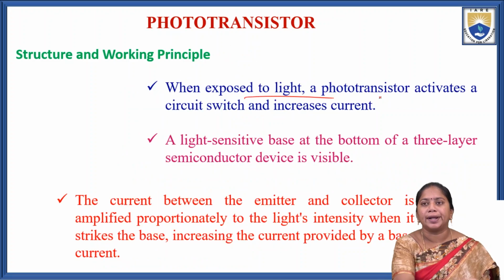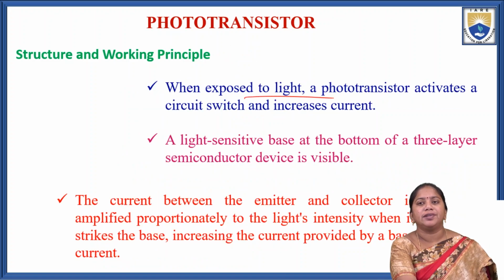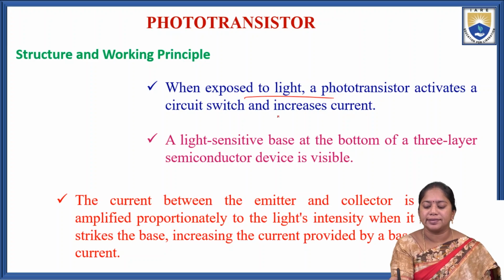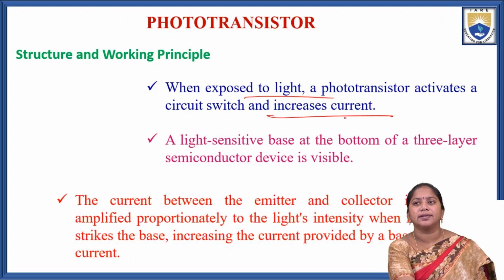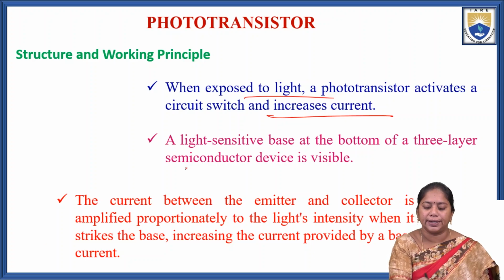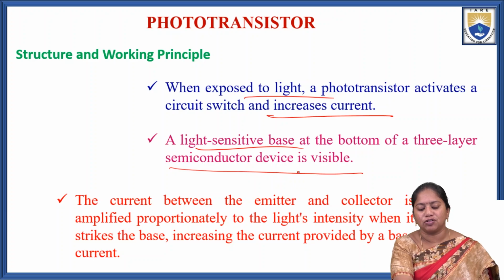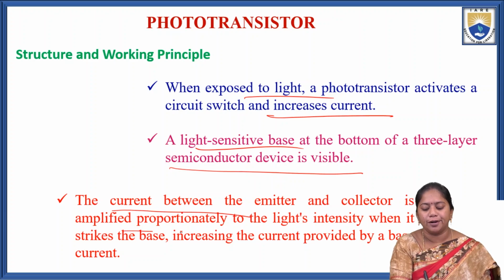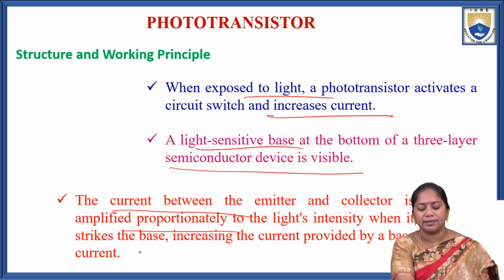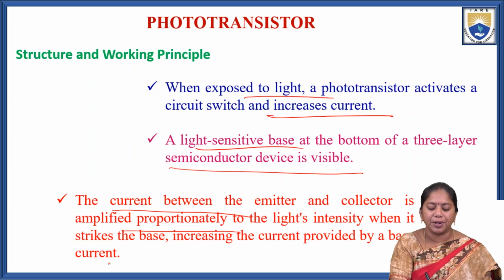When exposed to light, a phototransistor activates a circuit switch and increases the current. A light sensitive base at the bottom of the three-layer semiconductor device is visible. The current between the emitter and the collector is amplified in proportion to the light intensity when it strikes the base, increasing the current provided by the base current.